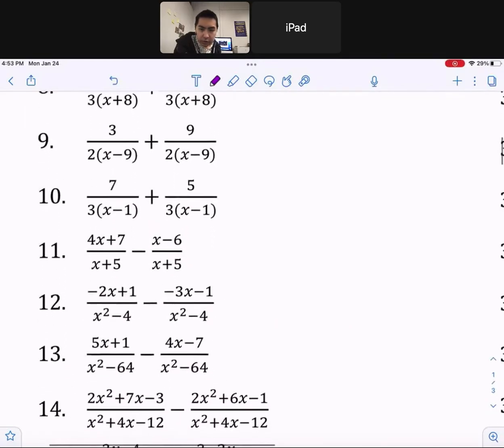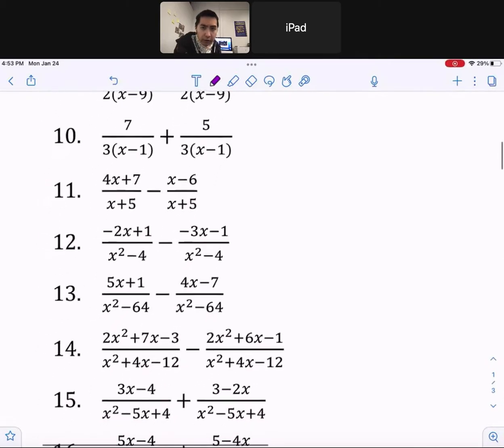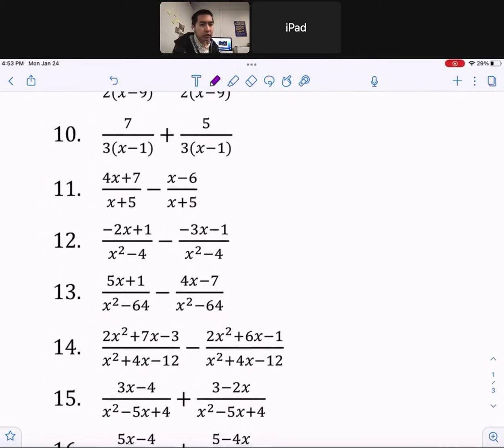Let's look at a more interesting one. Number 13 is an interesting one. For 13, now the least common denominator. What you should first do is find the factors of that. And remember, you have to take the square roots of stuff like this, factoring by difference of squares. So for both of them, they become x plus 8 times x minus 8.